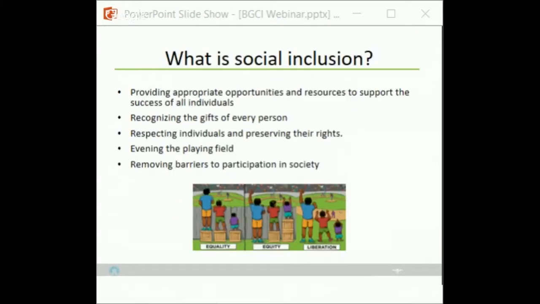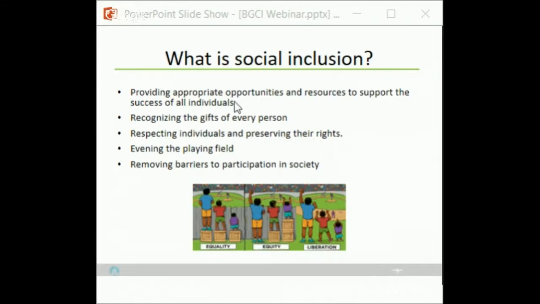So what do I mean when we talk about social inclusion? Social inclusion is a practice and an approach that works to ensure that every individual has the resources, supports, and access to opportunities to be successful in their life pursuits. It recognizes that the playing field isn't level and that some of us start out with more advantage than others. It also recognizes that every person, no matter what their race, background, ability, or living situation, has gifts and is worthy of respect.